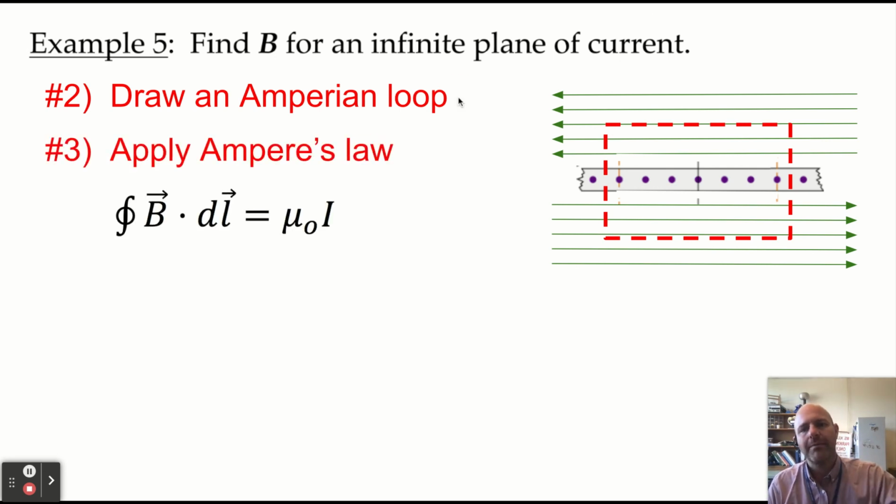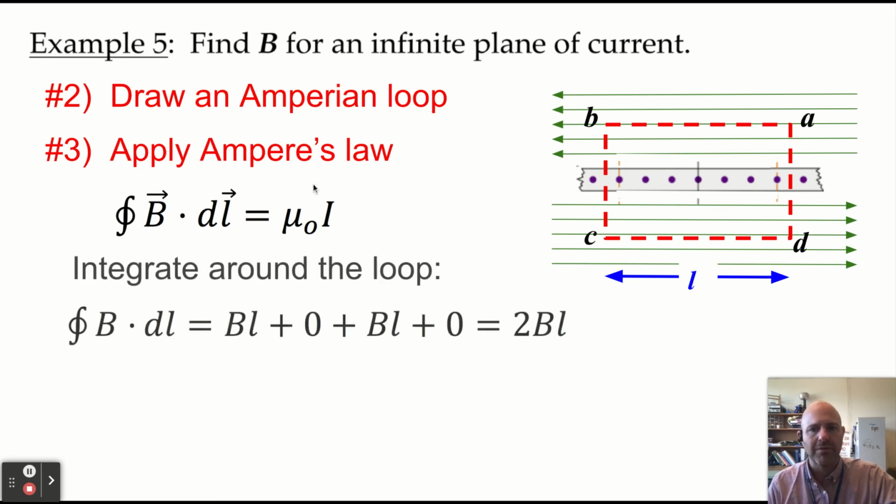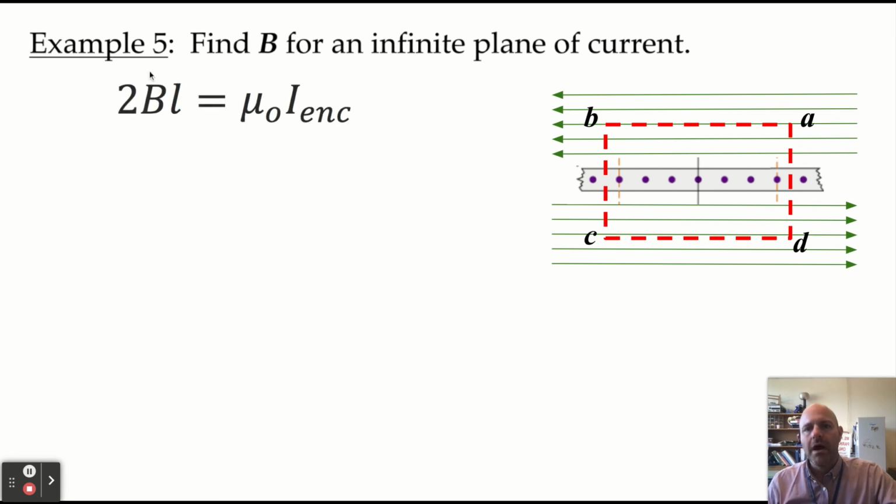So we apply Ampere's law. In this case, we call that length L. If we integrate around the loop, notice that I have 2 positive BLs this time, because the direction as I go around the loop, if I start from A, go A, B, C, D, I'm always going with the magnetic field, and I get twice B times L. I have 2B times L, mu naught times I enclosed.